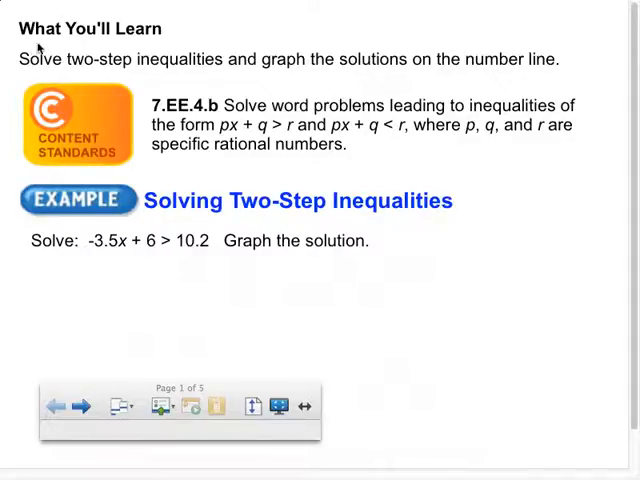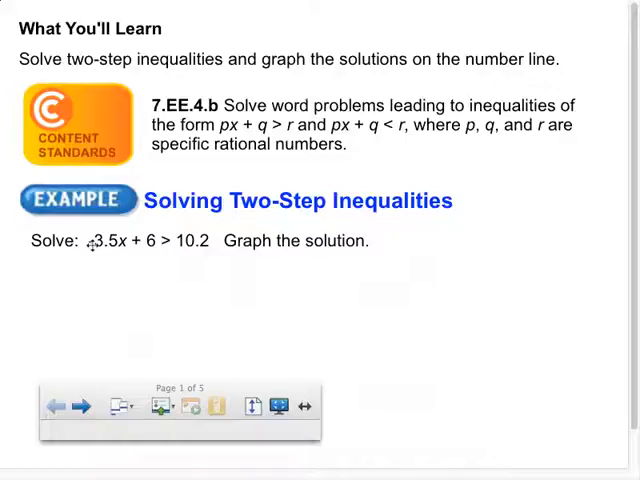So let's take a look at this. Here's the Common Core standard. They expect you to be able to solve these types of inequalities. And so here's the form. 7th grade, equations and inequalities, 4, and then B. Solve word problems leading to inequalities of the form p times x plus q is greater than r, and p times x plus q is less than r, where p, q, and r are specific rational numbers. So if you look at this two-step inequality here, this is a rational number.